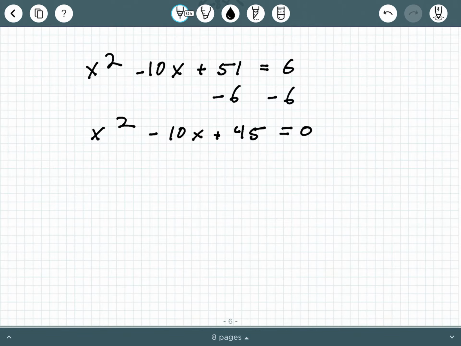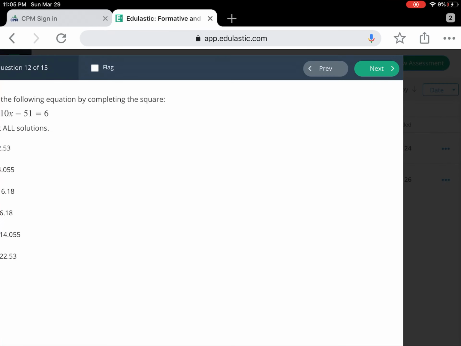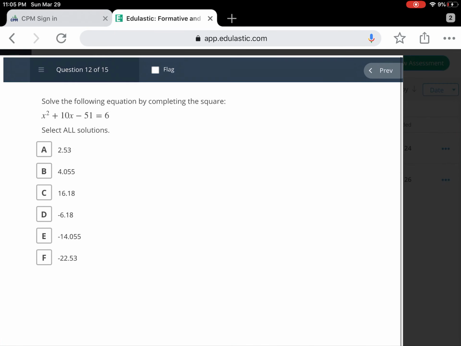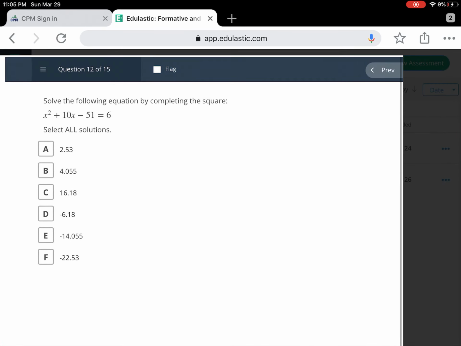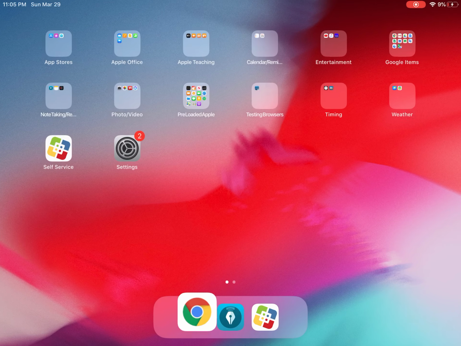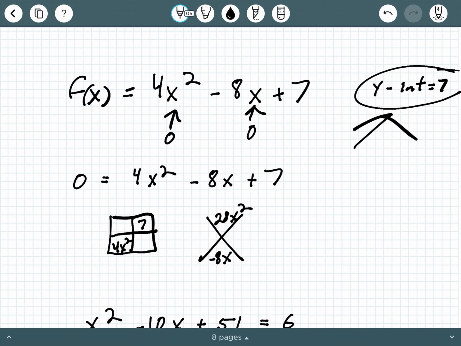So there's our equation. Let me just double check and make sure I wrote everything correctly. X squared plus 10x minus 51 is equal to 6. And this is why you always double check.